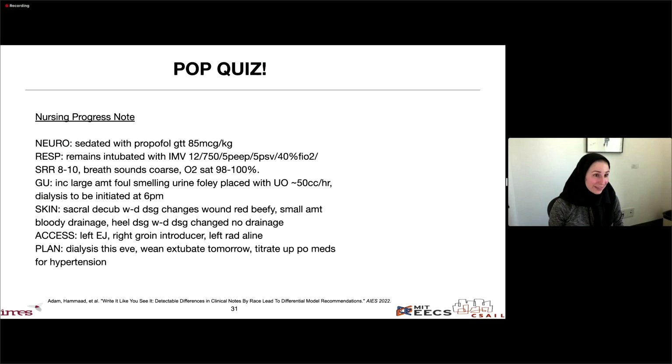So first pop quiz. You thought there were no quizzes, but I'm a professor, ha ha ha. So it's midterm season. This is a real nursing note from a real hospital. And I took out the patient's self-reported race from this note. Can you tell what this patient's race is? I hope the answer is no, because the doctors I tested in this published paper actually couldn't. So probably you can't either. If you can, call me. I want to know why.